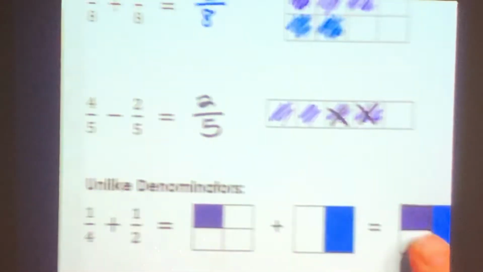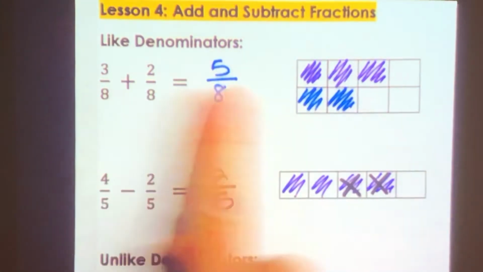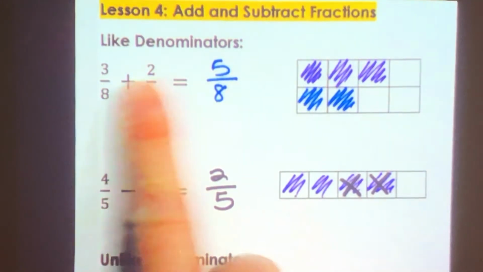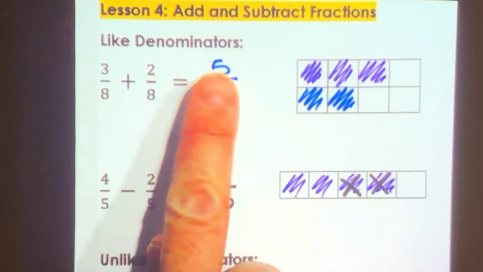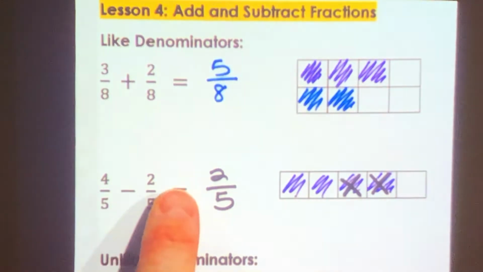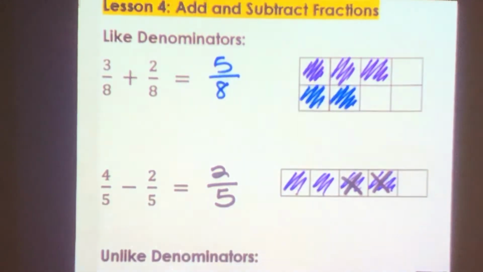So basically, I'm hoping what you're saying is when you are adding or subtracting fractions with like denominators, all you really need to do is add the number of pieces that you have, which is the numerator. 3 plus 2 is 5. And what it's divided up into, the denominator, the number of pieces, stays the same. 3/8 plus 2/8 is 5/8. And same with subtraction. If my denominator is the same, I can say, well, I have 4 out of 5 pieces. I'm going to take 2 of those pieces away. 4 minus 2 is 2. And my denominator stays the same.